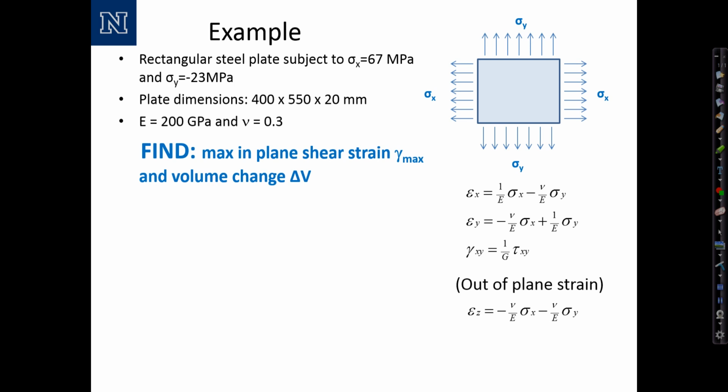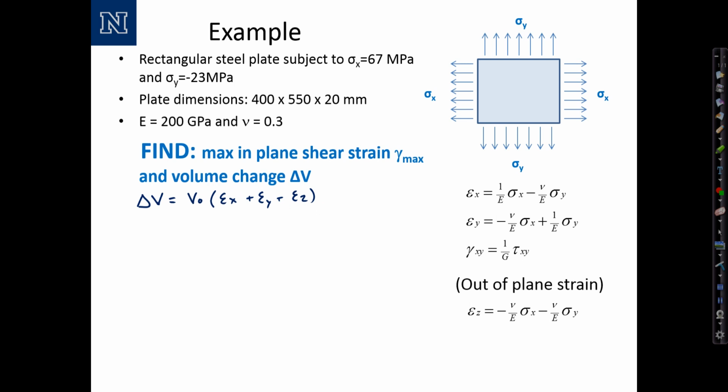In class, we derived a formula for volume change, and we observed that we can calculate the volume change as the original volume, which I'll call V naught, times the sum of the normal strains. Of course, this assumes that the normal strains are uniform throughout the plate or section for which you're trying to find the volume change. Okay?